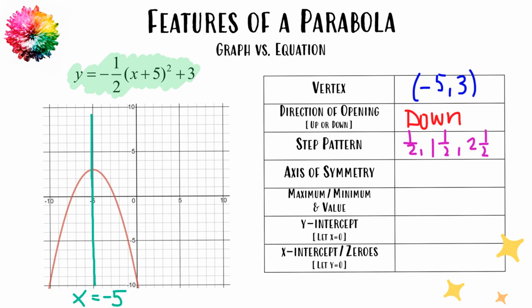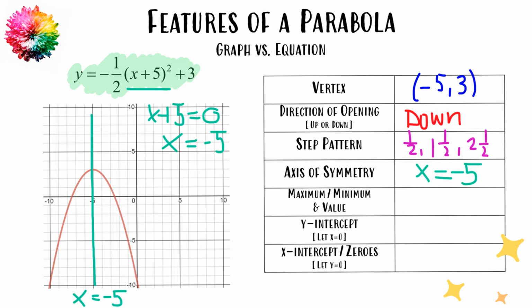Well, what you do is you look at the bracket and you set this term equal to 0. So you're going to go x plus 5 is equal to 0, and then you solve for x. So x is equal to negative 5. And you're going to notice you get the exact same answer. So from a graph, make a line going down the vertex. And from an equation, you take the term inside of the bracket, set it equal to 0, and solve. And either way, you're going to get that the axis of symmetry is x is equal to negative 5.